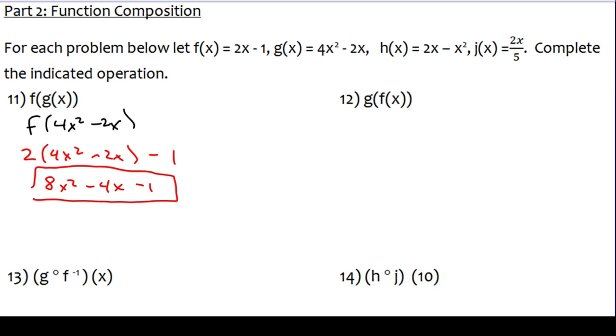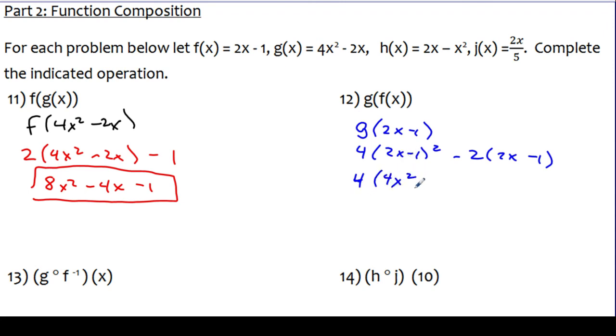Okay, so I'm going to do the same thing for the second one. I'm going to go to the g function, and I'm going to plug in f of x. So this is g of 2x minus 1. Okay, this one's going to be a little bit more work because the g function asks us to square x, and that takes us a little bit more effort. Okay, so I'm going to say this is now 4 times 2x minus 1 squared minus 2 times 2x minus 1. So I have to square 2x minus 1, which again I'll let you do by foiling 2x minus 1 times 2x minus 1. It comes out to be 4x squared minus 4x plus 1. And I need to distribute this negative 2 into the second polynomial, which is minus 4x plus 2.